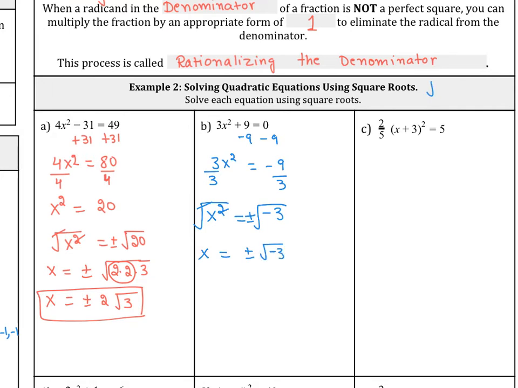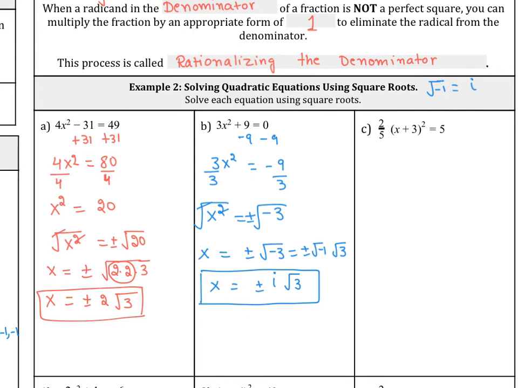Now I'm going to introduce a new thing, that is negative 1 square root is i. So you're going to break this as negative 1 and 3. So negative 1 times 3. Now negative 1 square root is i and square root 3 as is. So the answer is x equals plus or minus i square root 3.